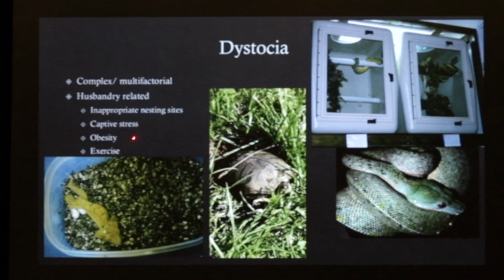Anyway, so inappropriate nesting sites, there can be captive stress. Maybe they don't like hanging out with their mate once they're gravid. Obesity is a big one.